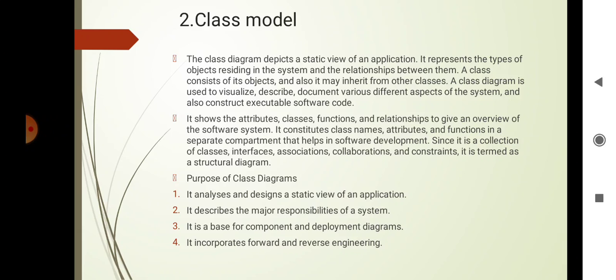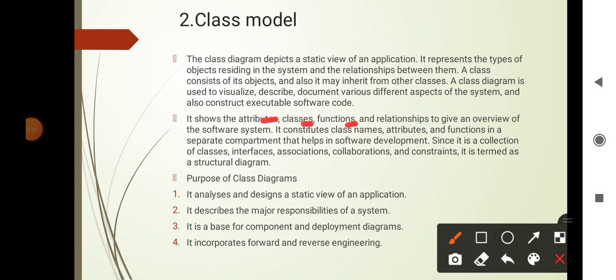The class diagram depicts the static view of an application, and it represents the types of objects residing in the system and the relationships between them. A class consists of its objects and may also inherit from other classes. A class diagram is used to visualize, describe and document various aspects of the system, and also to construct executable software code.